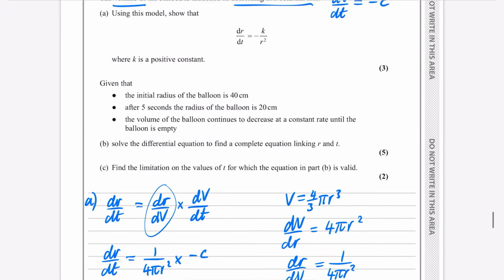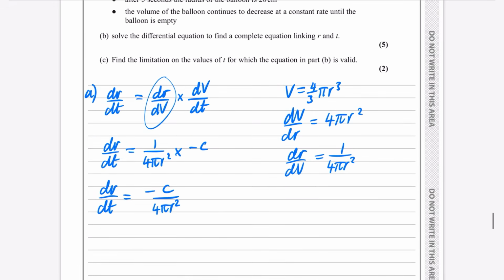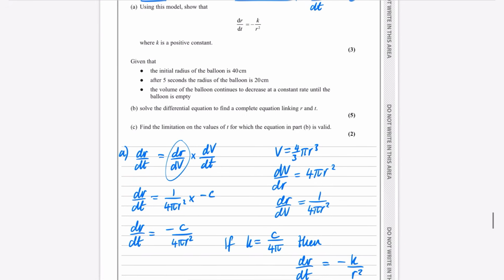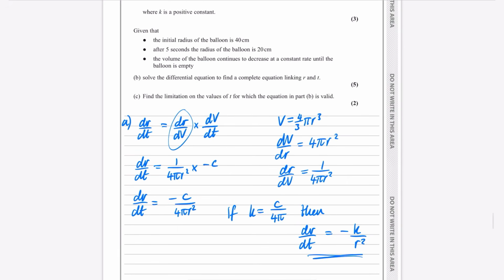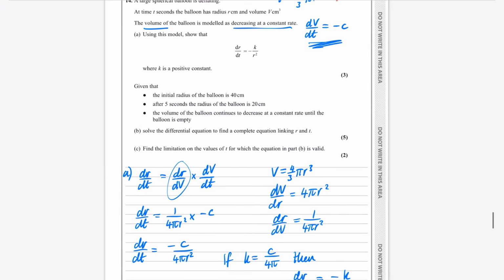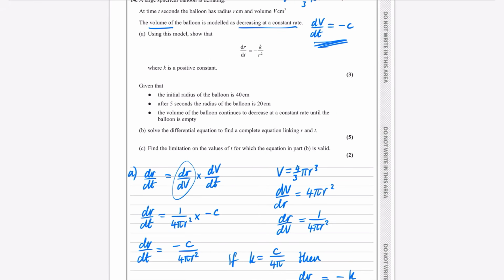They've just said, using this model, show that it's equal to this, where k is a positive constant. So if k is equal to c over 4π, then dr/dt is equal to minus k over r², as they wanted. 3 marks, pretty difficult for that kind of stuff. I think hopefully we all could have come up with this first part, which gives you 1 of those 3 marks, just to say that it's leaking at a constant rate.